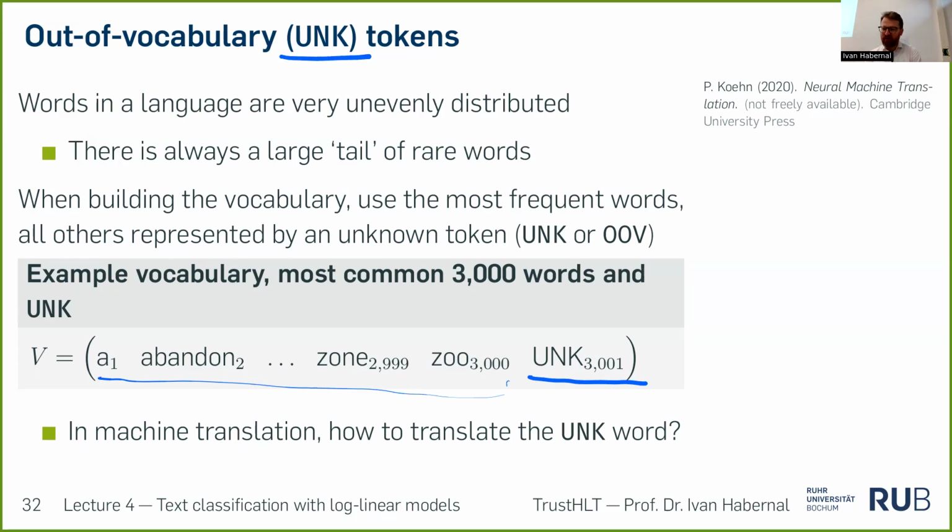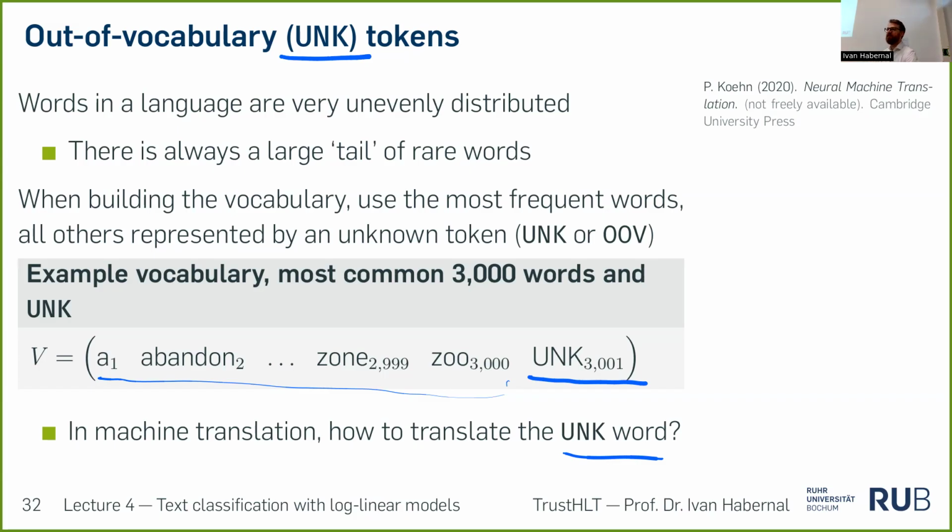In machine translation, how would you translate the unknown word? Oh, this is interesting. Shall we go there? Why not? So if you translate from one language to another, you have a vocabulary, and there's an unknown word. How do you translate the unknown word? Just leave it as it is. Just copy it from one language to another. Exactly.